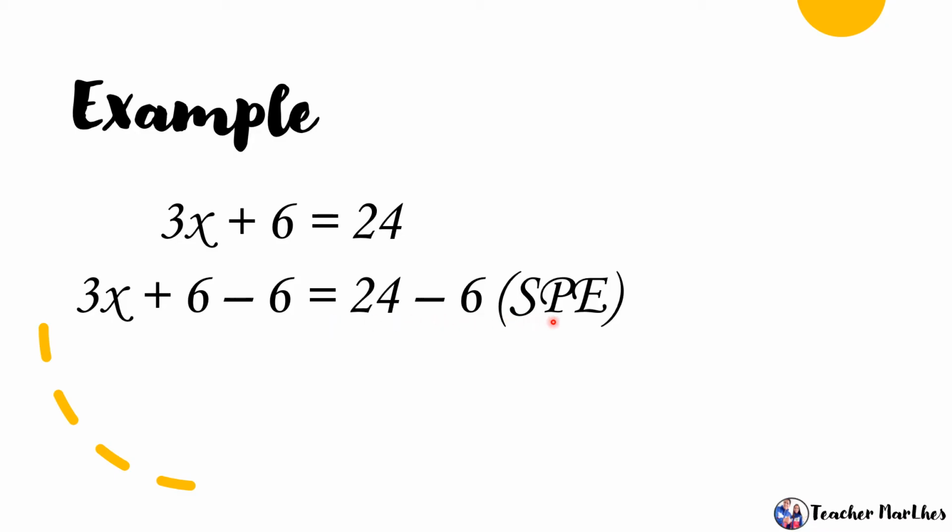So this is subtraction property of equality. So since nag-minus tayo sa left side, kailangan din mag-minus tayo sa right side. So positive 6 or plus 6 minus 6, this is equal to 0. So we will cancel that. So we have 3x equals 18. So 24 minus 6 is equal to 18.